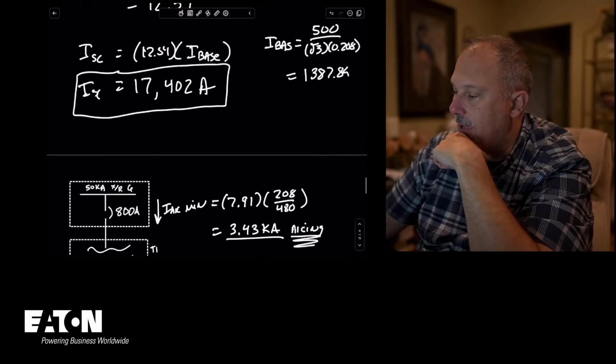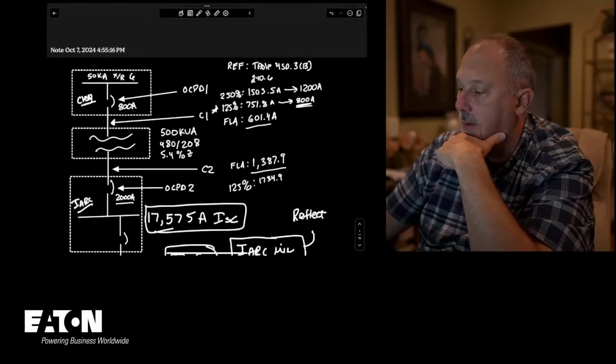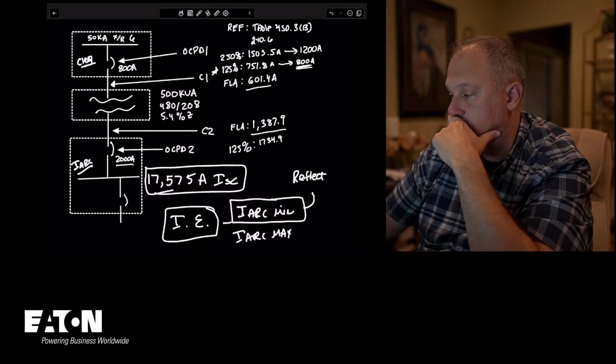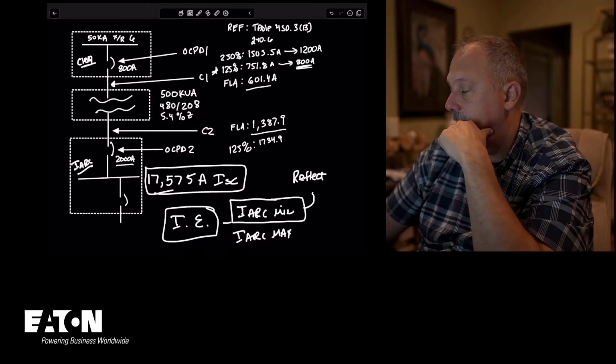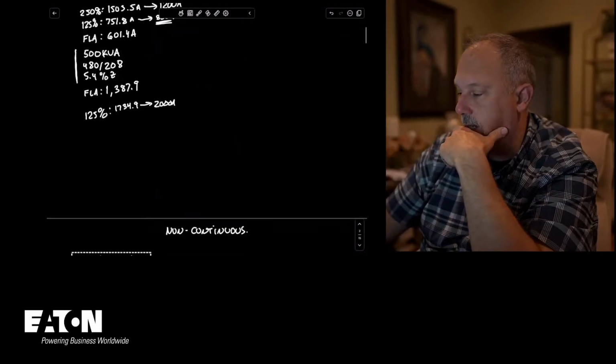Now remember, my maximum was what? Let's go back up to the top. The maximum was a 1200 amp breaker. A 1200 amp would put the incident energy really high.